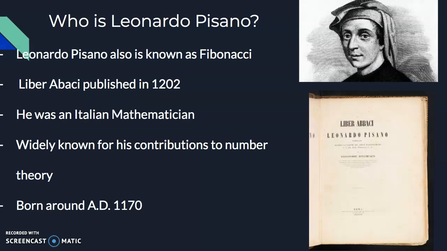Who is Leonardo Pisano? Leonardo Pisano is also known as Fibonacci. He published the book Liber Abaci in 1202, where he acknowledged the rabbit problem, which is also known as the Fibonacci sequence. He was an Italian mathematician, and he was widely known for his contributions to number theory.